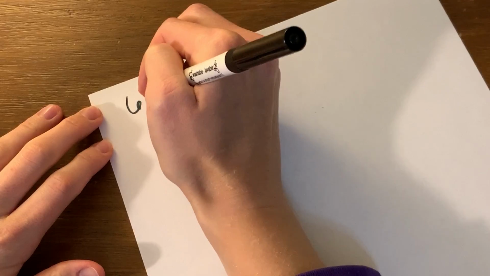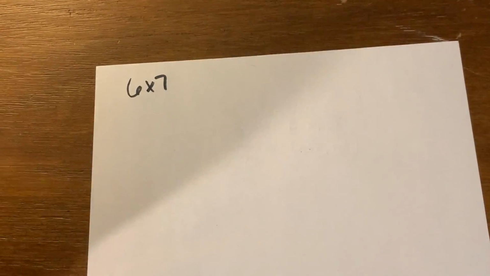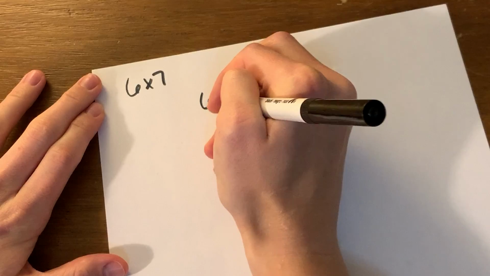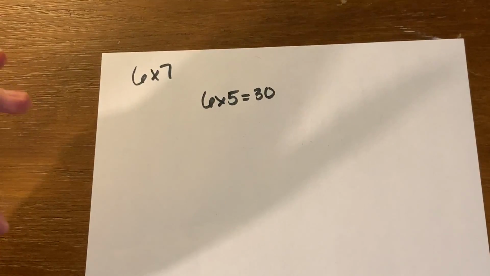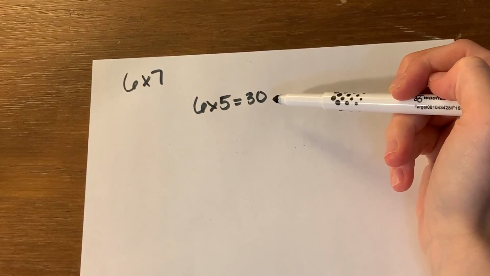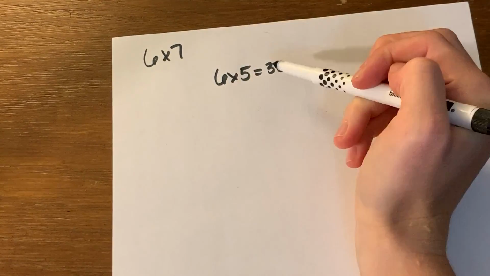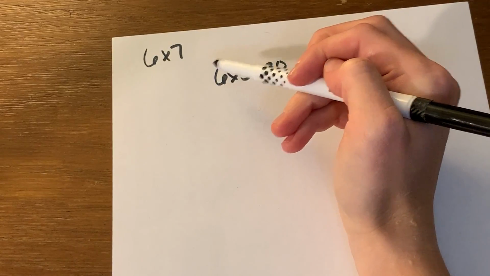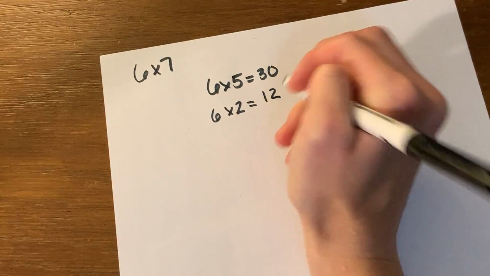fact. So I want you to imagine that you are asked to do 6 times 7, but you can't remember it. However, you know 6 times 5. You know that 6 times 5 gives you 30. Okay, so you're already halfway there. You might not know 6 times 7, but knowing 6 times 5 gets you part of the way there. That means that you just need 2 more groups to get you the answer of 6 times 7. So, you also know 6 times 2 gives you 12.